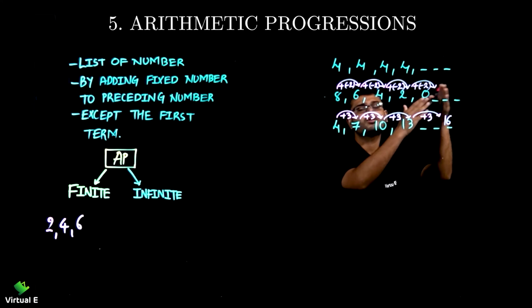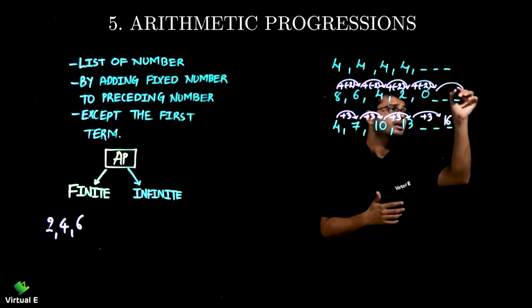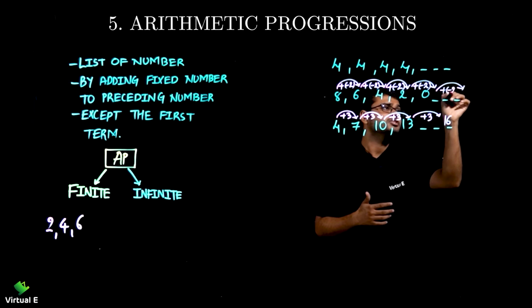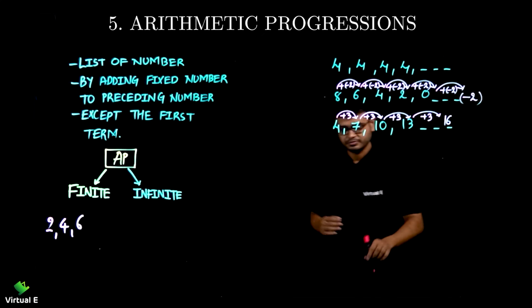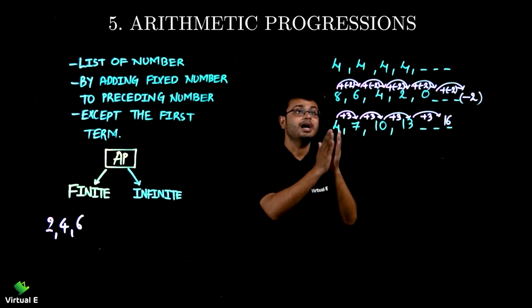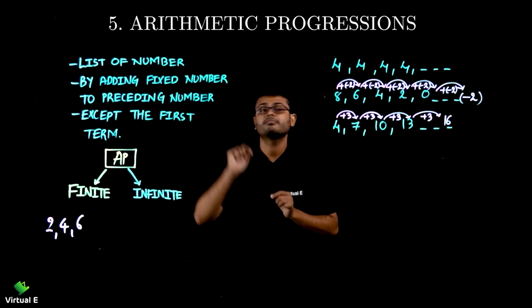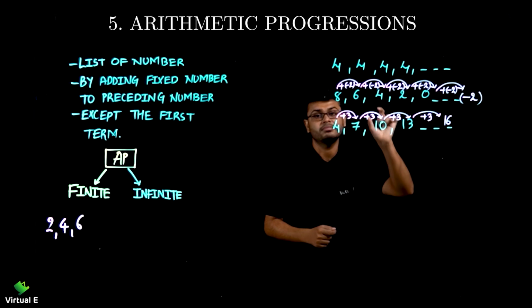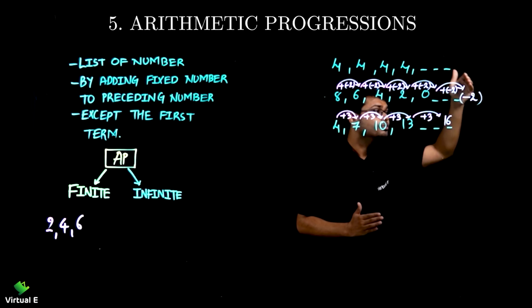Now if you want to get one more term beyond 0, what will you do? Yes, you are going to add minus 2. So what's the next term? Which is minus 2. Simple. Remember, they both are APs. We are adding some common number or fixed number. We are adding a fixed number to the preceding term to get the new term.